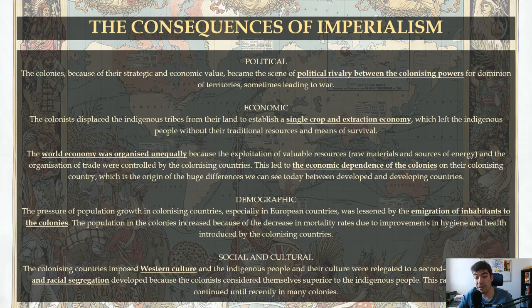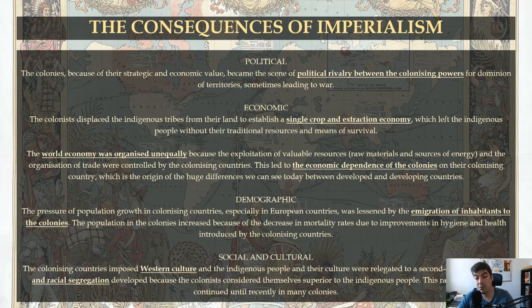Also, the demographic reason: the pressure of the population growth in the colonizing countries was lessened by the migration of inhabitants to the colonies. We have already seen that in a graph. And the population in the colonies increased a lot. Why? Because these immigrants brought improvements in health, in medicine, in hygiene, and they introduced them in the colonies. And finally, the social and cultural.